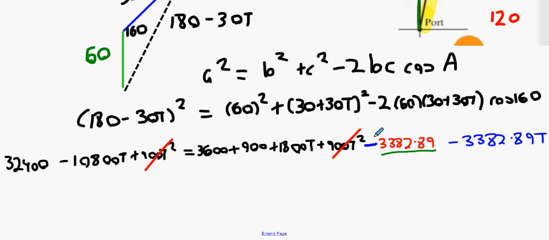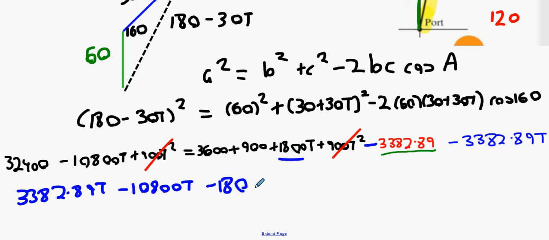Now lads, we're coming towards the end here, okay? Here's what we're going to do now. Anything that has a T, move it to the left. Anything that hasn't got a T, move it to the right. So let's begin. 3382.89 T minus 10,800 T minus 1,800 T. Does the answer for T have to be positive or negative?